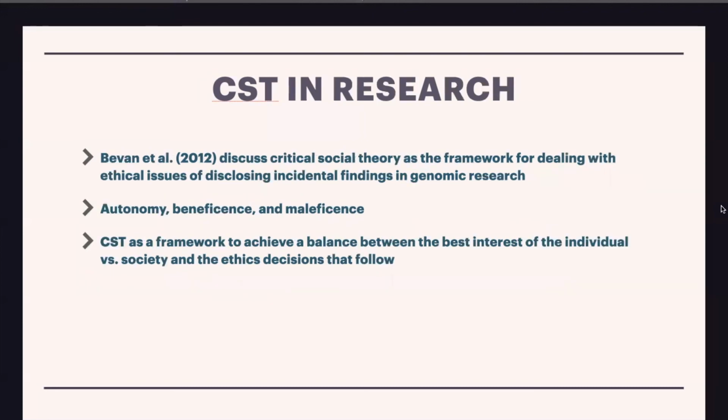The third article I found was Critical Social Theory in a Research Setting. And this one discussed critical social theory as a framework for dealing with ethical issues of disclosing incidental findings in genomic research. So, genomic research is really important today in identifying opportunities to improve health, prevent disease, and ultimately treat populations as a whole. And when incidental findings of genomic research are uncovered by a researcher, there can be significant ethical implications with disclosing these findings to research participants.